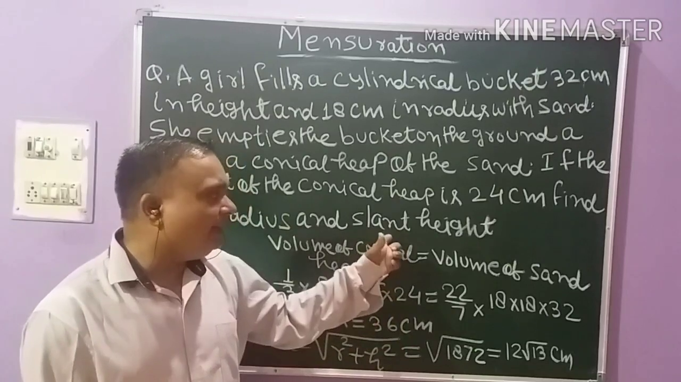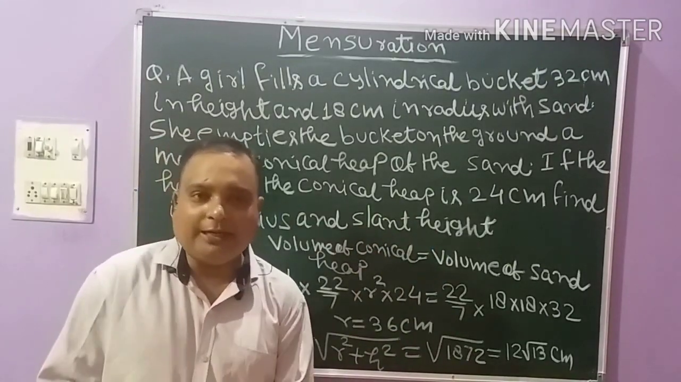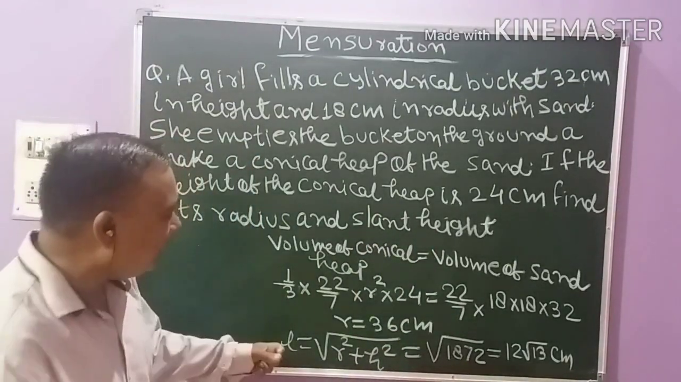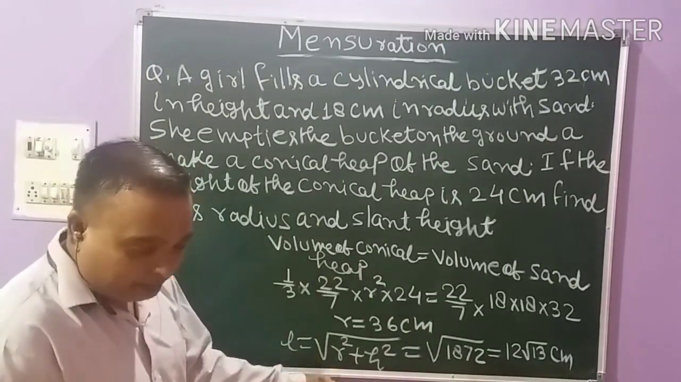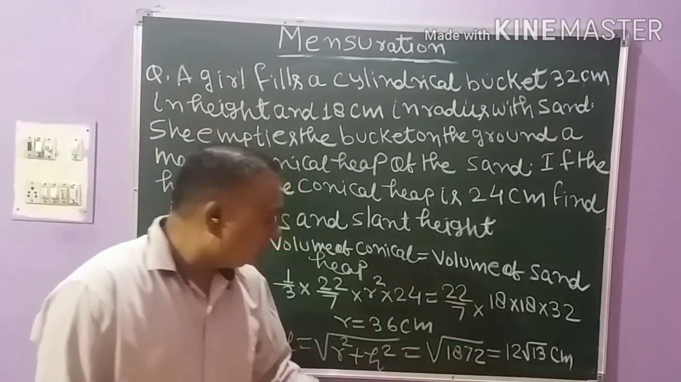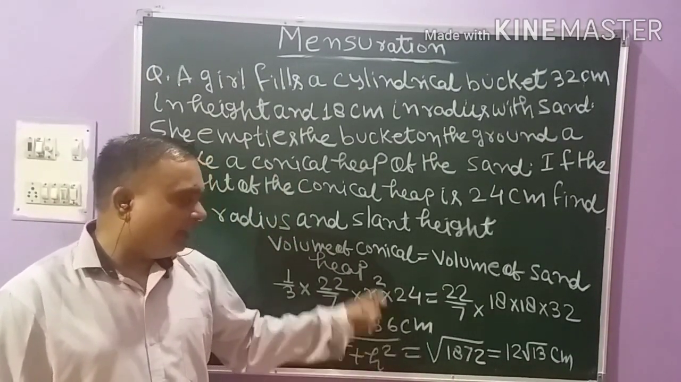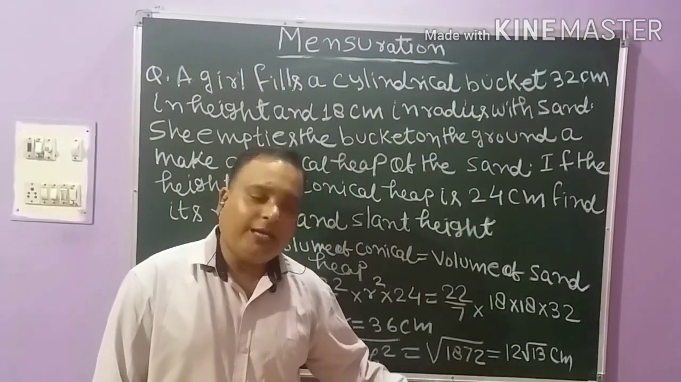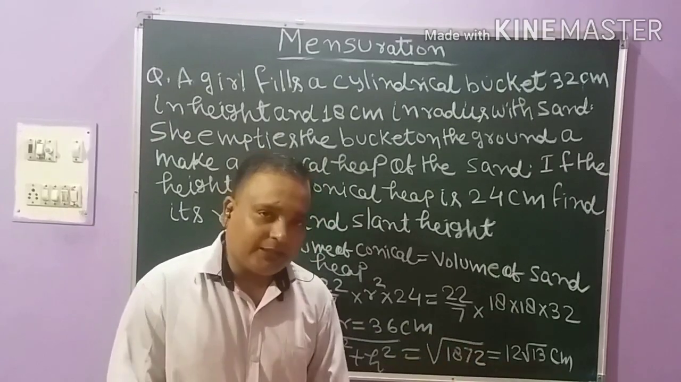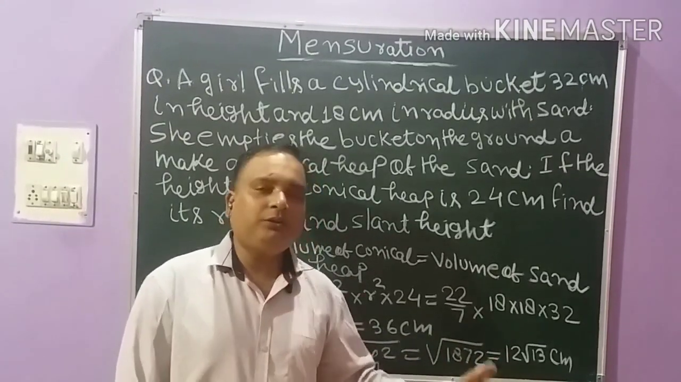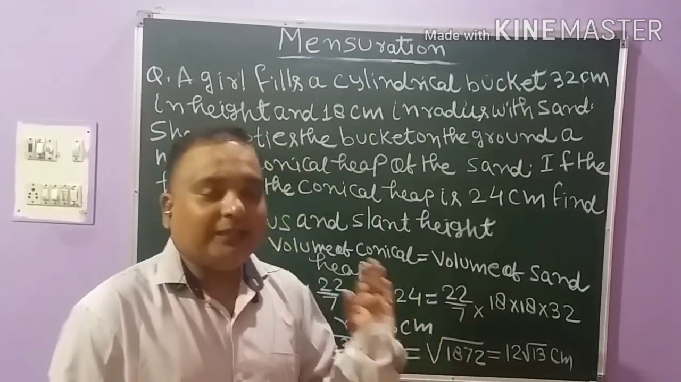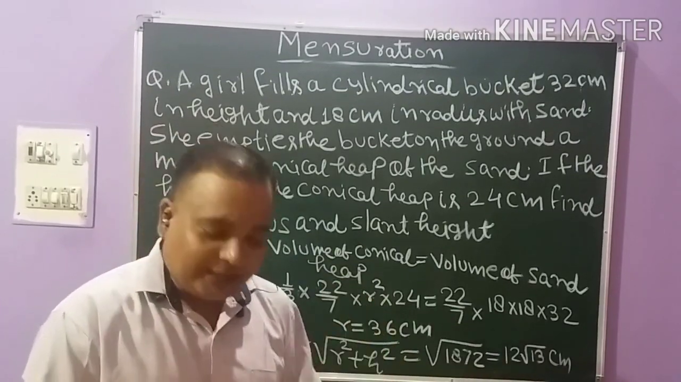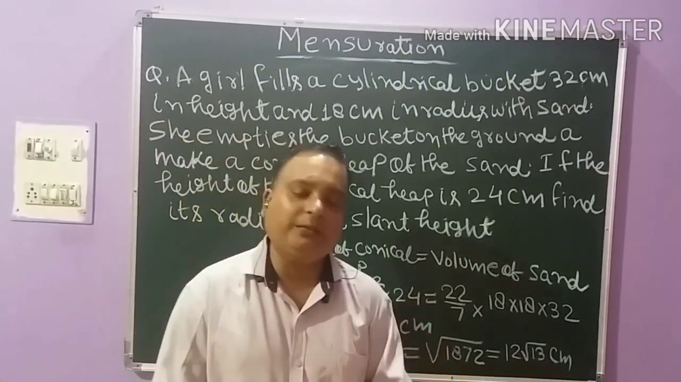Second, we have to find the slant height. We know the formula of slant height, that is L equal to square root of R square plus H square. So when we put the value of R and H, the value of slant height will be under root 1872 centimeter or 12 root 13 centimeter. And this question was asked in the ICSE 2004 examination.